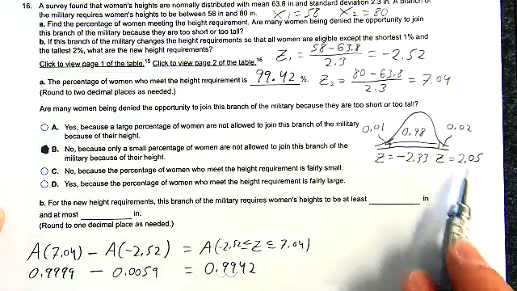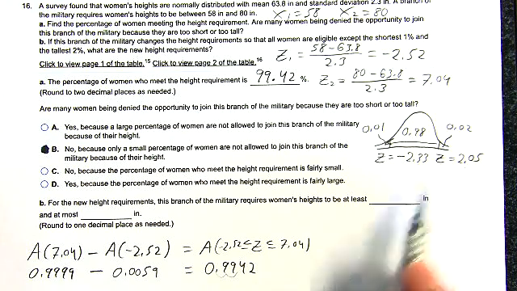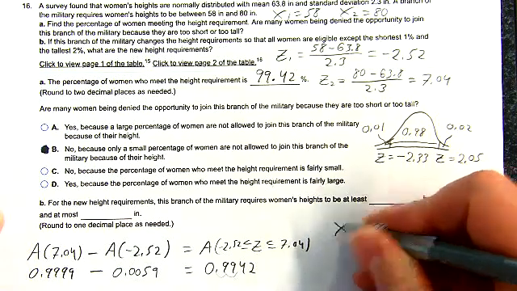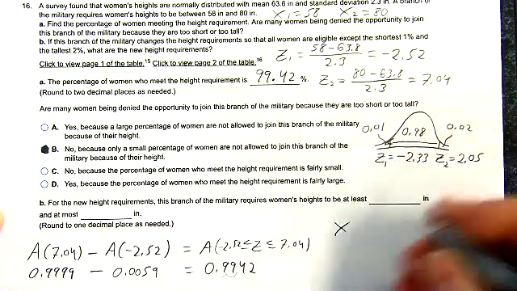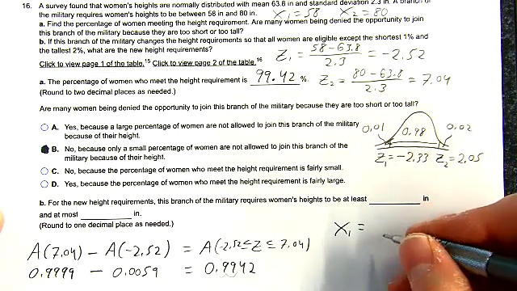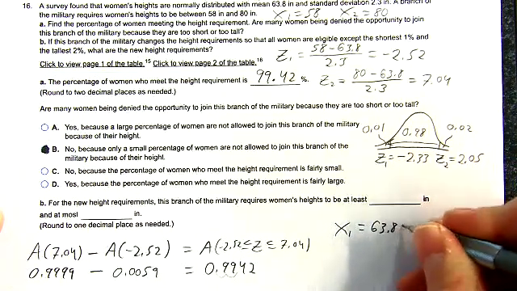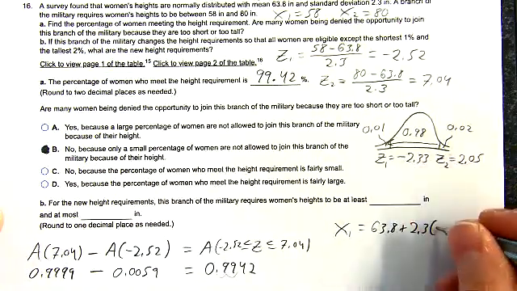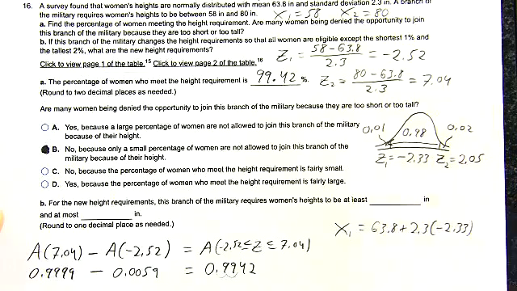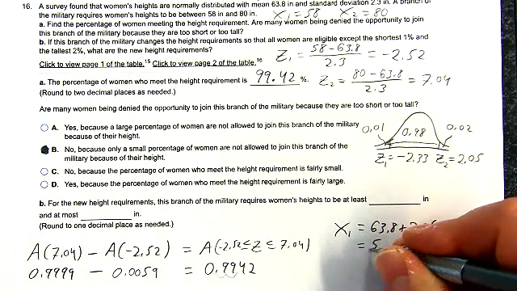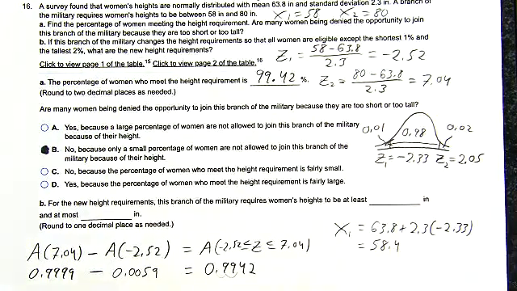These are the z-scores for these new height requirements. They actually want the actual heights, the x values. So let's call this z1 and z2. So x1, which matches with z1, would equal mu, which is 63.8, plus sigma, 2.3, times this z-score, negative 2.33. And if you do that arithmetic, you should get, for the short side, you have to be 58.4 inches or taller.